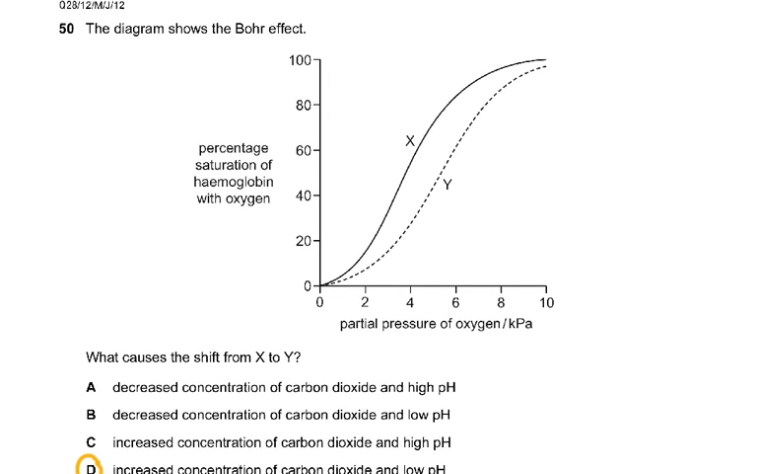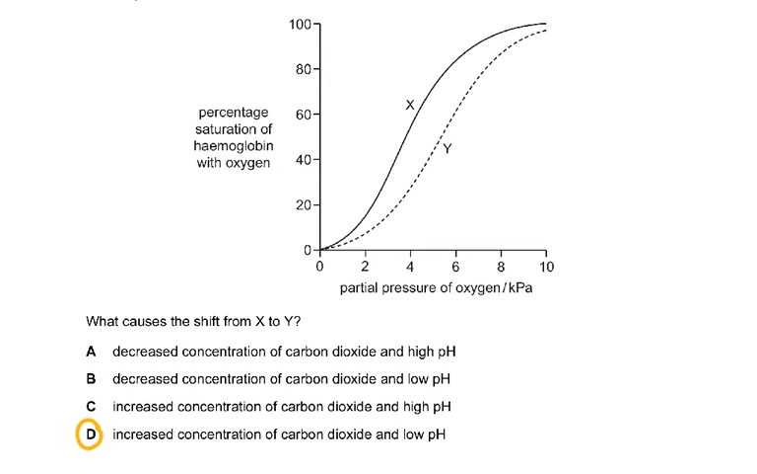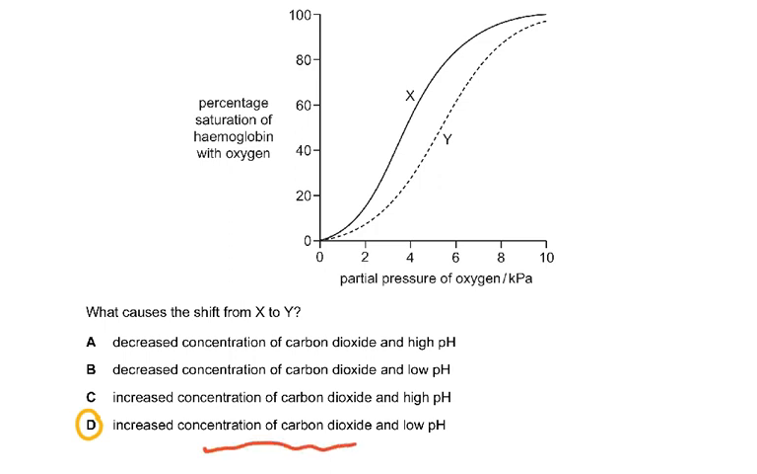The diagram shows the Bohr effect. What causes the shift from X to Y? Increased concentration of carbon dioxide and low pH. Naturally, the more the carbonic acid, the more the pH is lowered.